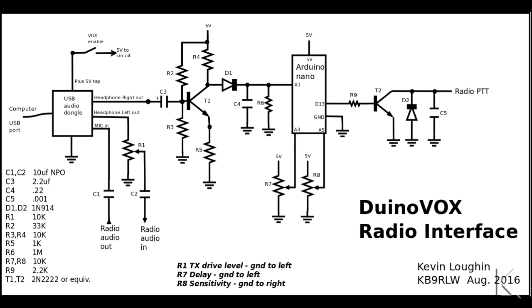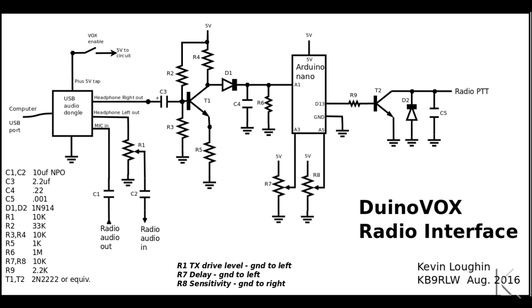And then the keying circuit's very straightforward. R9 limits current, so we're just turning on T2, and T2 is grounding the radio's push-to-talk line. D2 is there to protect that transistor if you have a slightly older radio that perhaps uses a keying relay. You don't want those transient spikes to pop that transistor. And C5 is just a bleed resistor to bleed off any RF that might be coming in from the push-to-talk line.